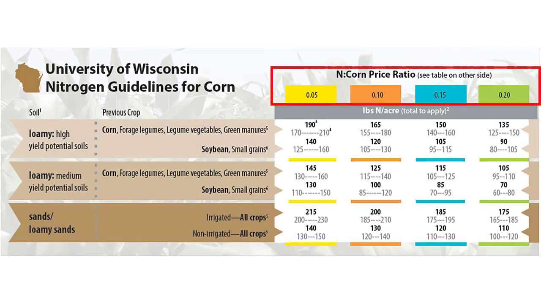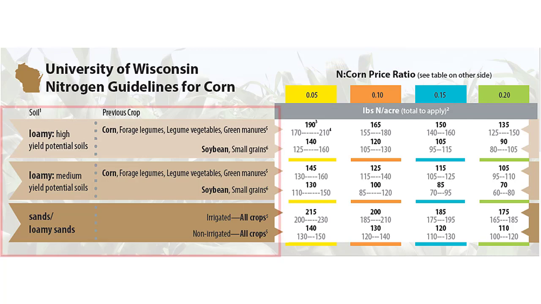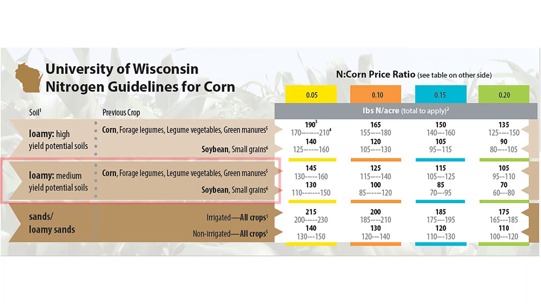The ratios are shown at the top of the table. Down the left side of the table are the soil yield potential and previous crops grown. These will influence what the nitrogen rates are. So let's assume that the yield potential of the soil is medium and the previous crop was soybean, and our ratio was determined to be 0.05. The nitrogen rate that is most likely to maximize profits is 130 pounds per acre.